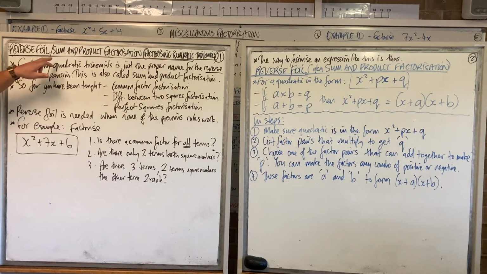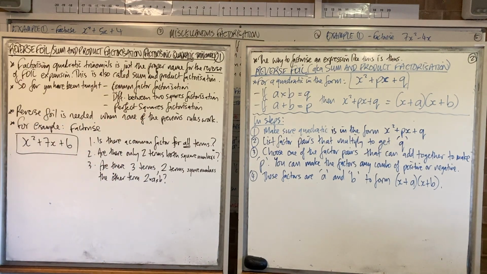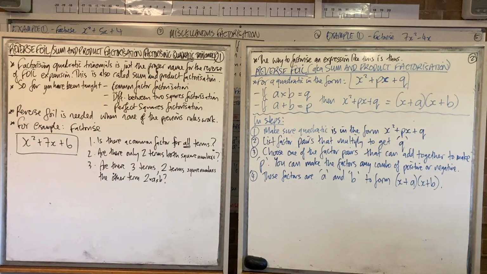There's another name for it that you'll experience if you had other teachers as well. They call it Sum and Product Factorisation. And then in your book, the book calls it Factorizing Quadratic Trinomials. You can pretty much ignore that one, okay? But it's better to be aware that all three of those things mean the same thing. So, factorizing quadratic trinomials is just the proper name for the reverse of doing FOIL.